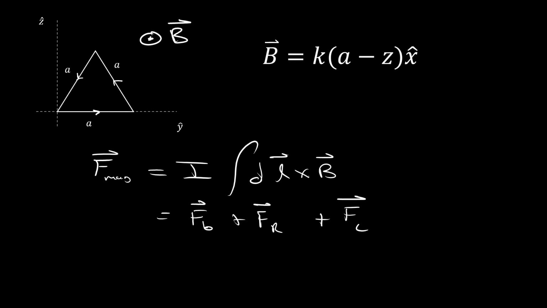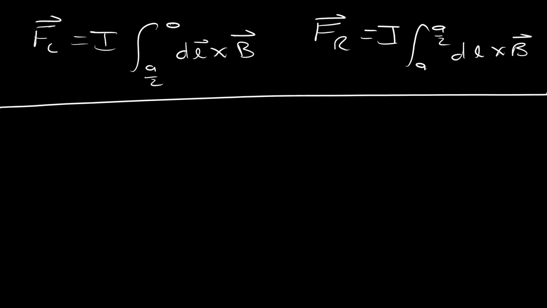So let's do that. Okay, when we do that, we're going to get that the force from the left and the right is equal to 2I times the integral from 0 to A over 2, because both of them in y, as far as we know, are going on A over 2. We know that our dl is just going to be dy, and so we're going to get a dl crossed our B field. Okay?